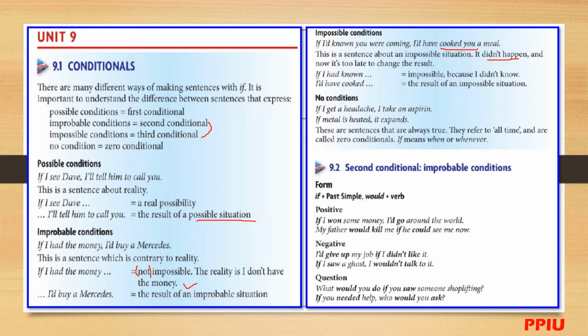If I had known, it means it is an impossible because I did not know.